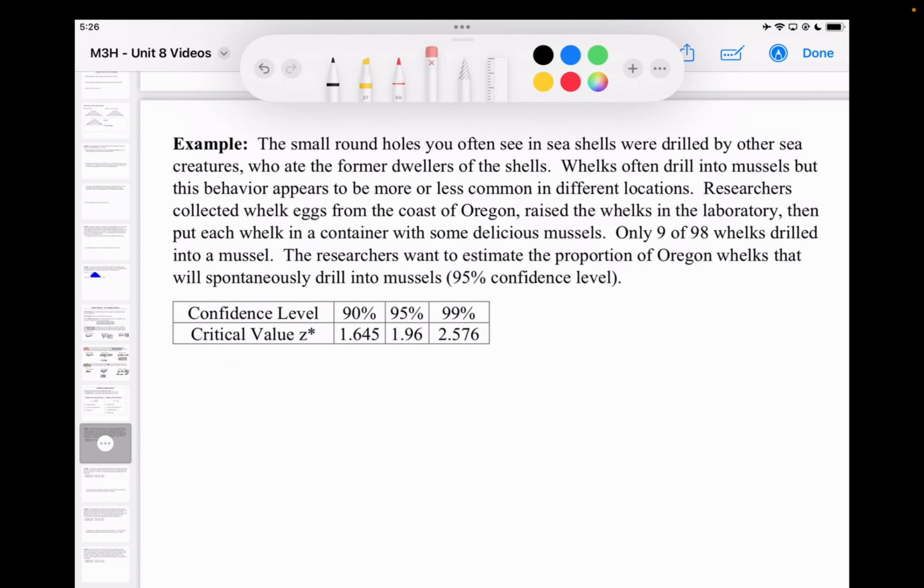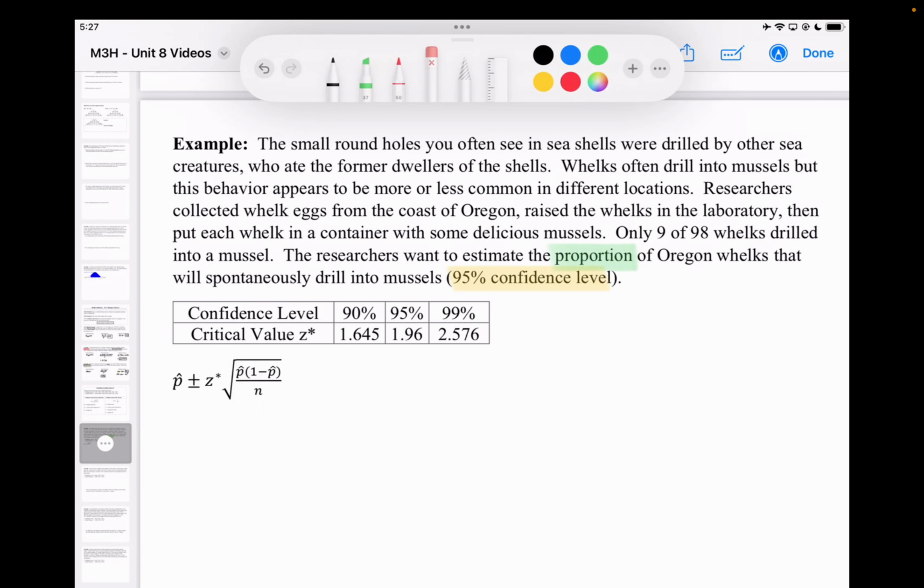Only 9 out of 98 whelks drilled into a mussel. The researchers want to estimate the proportion of Oregon whelks that will spontaneously drill into mussels. And we're going with a 95% confidence level. All right, let's go ahead and jump right to it. So we know we need a 95% confidence level. We also know that this is dealing with proportions, which means we need the proportion formula.